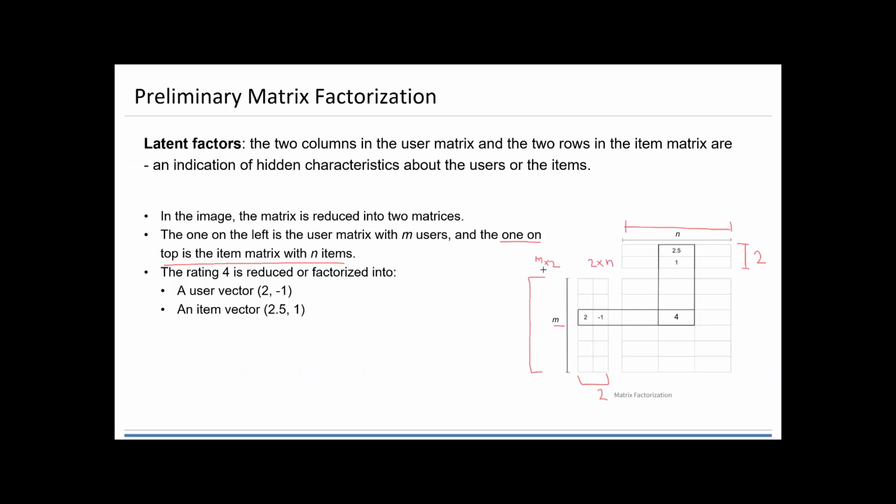Then if we multiply those two matrices, M multiplied by 2 with 2 multiplied by n, the result is a new matrix of size M multiplied by n. Okay. Now the rating 4 is reduced or factorized. We call it factorized because we have the 4 with some linear modeling. We will have the user factor as 2, minus 1 and the item factor as 2.5, 1.